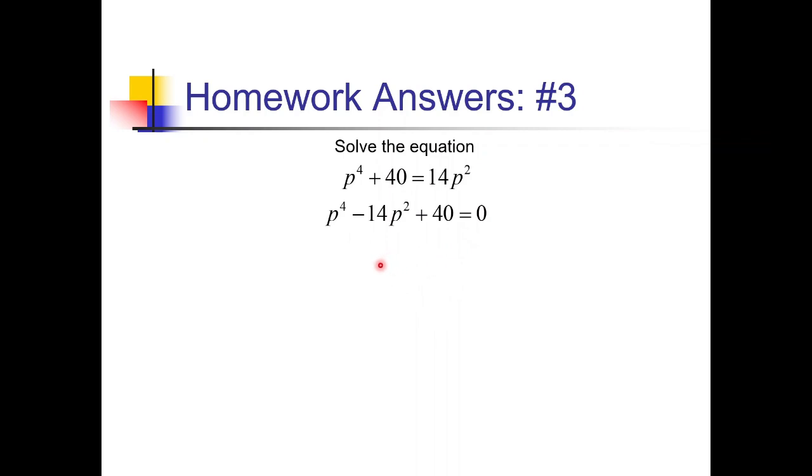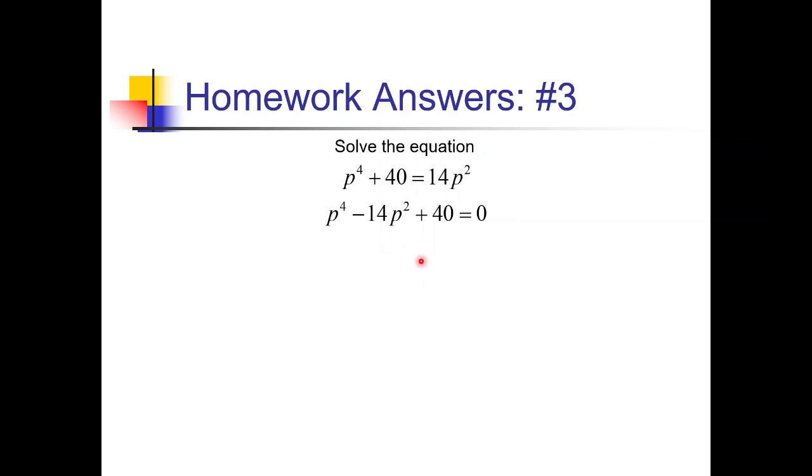Now, since I've got 3 terms and the first exponent is twice the second, and the last thing is a constant, this is a pattern called quadratic form, where I can basically treat this thing like a quadratic and maybe factor it, but I'm going to use p squared where I would normally just use p.